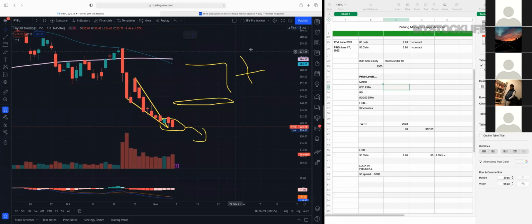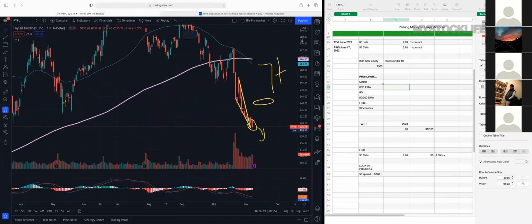And earnings, as T said, they're always risky. There's nothing guaranteed in earnings. It can go either way. So PayPal has earnings, but again, it's at a very major support level.